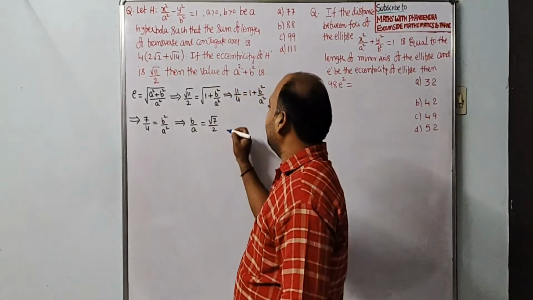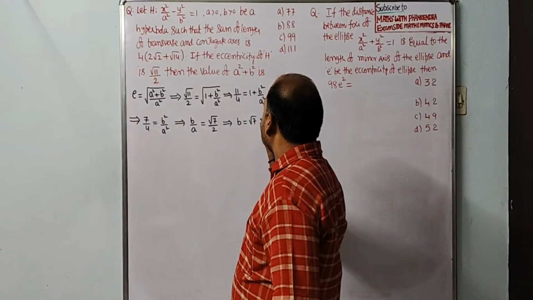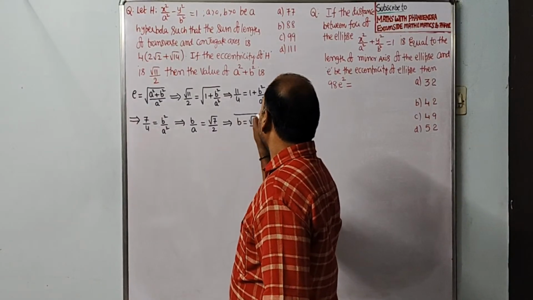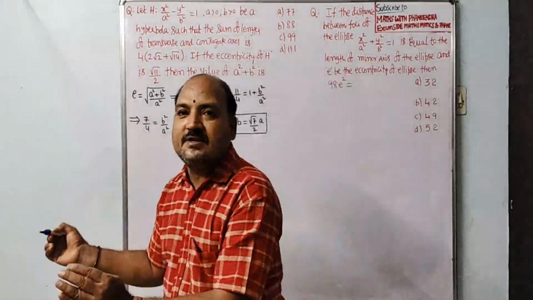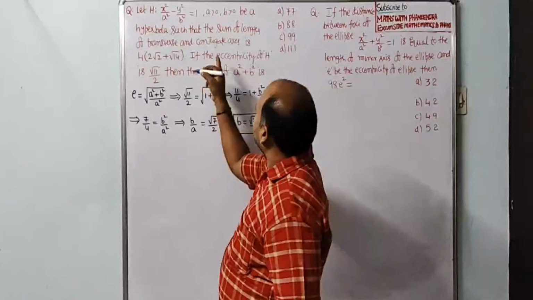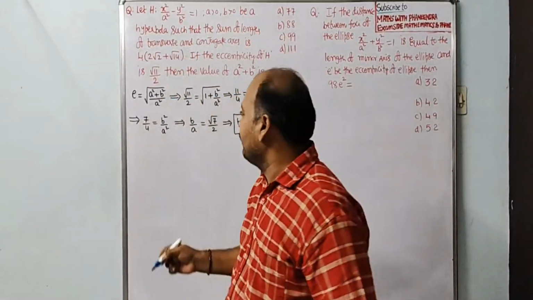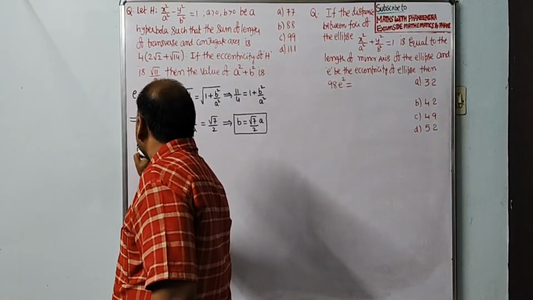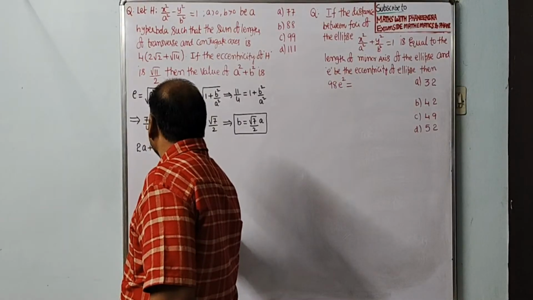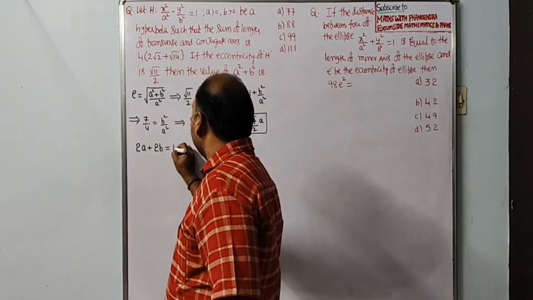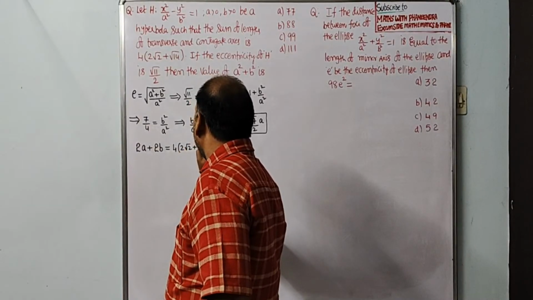So making b the subject in terms of a, b is equal to root 7 times a by 2. This is the value of b in terms of a. So from the given eccentricity we got it. Next, the sum of lengths of the transverse and conjugate axis. So length of transverse axis is 2a plus length of conjugate axis is 2b, is equal to how much? 4 times of 2 root 2 plus root 14.